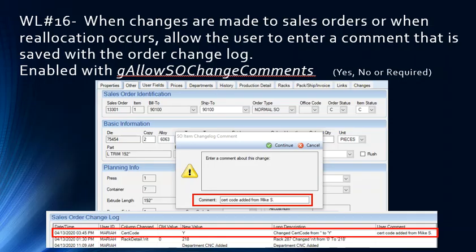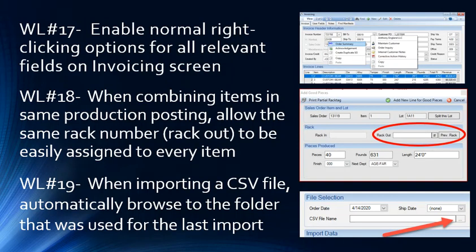If you make this required, then they will have to enter a comment every time they make a change on a sales order. Wish list 17 enables normal right-clicking options for all relevant fields on the invoicing screen, which was never available as it was on other screens to be able to look up either customers, orders, or all of the other functions that you have from the right click being enabled. So now you can do that from the invoicing screen.